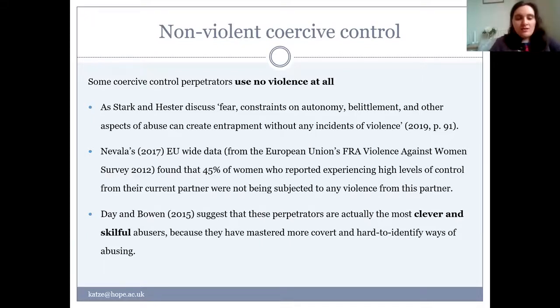And Nivala's EU-wide data from the European Union's Violence Against Women survey looked at women who reported in the survey that they were experiencing high levels of control from their current partner. And of those women who said, yes, I'm experiencing high levels of control from my current partner, 45% said they were not experiencing any violence alongside this high level of control, and 55% said they were experiencing violence and high levels of control. So it's almost a half and half split there. And Day and Bowen suggest that these non-violent perpetrators are actually the most clever and skillful abusers, because they have mastered more covert and hard to identify ways of abusing.